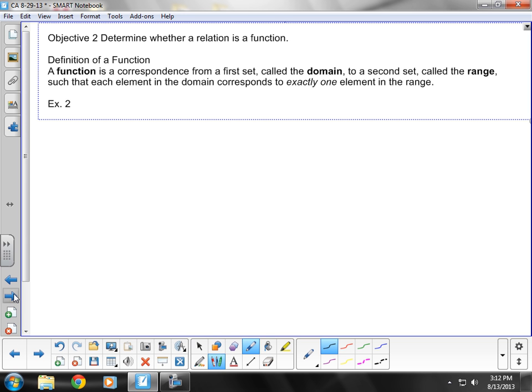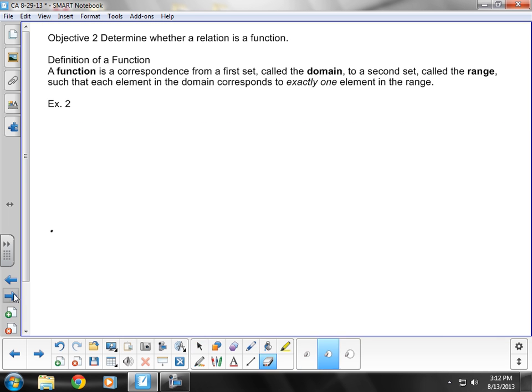Okay, next we're going to do objective 2. We're going to talk about how to determine whether or not a relation is actually a function. The definition of a function, if you'll remember from Algebra 2, is that it's some kind of correspondence from a first set called the domain to a second set. In other words, it's an ordered pair again. But this set of ordered pairs is set up so that every element in the domain, that's the first set, has exactly one element in the range.